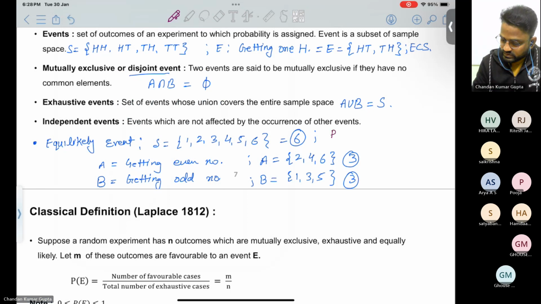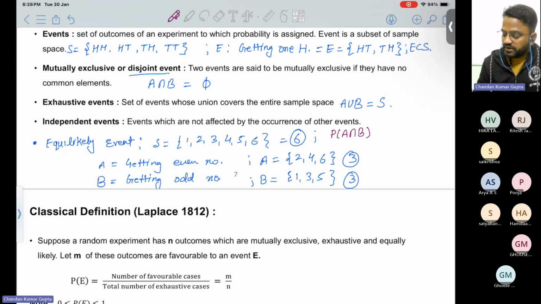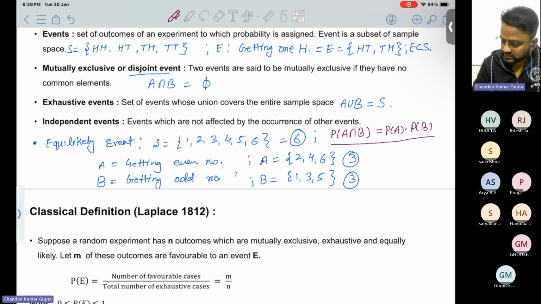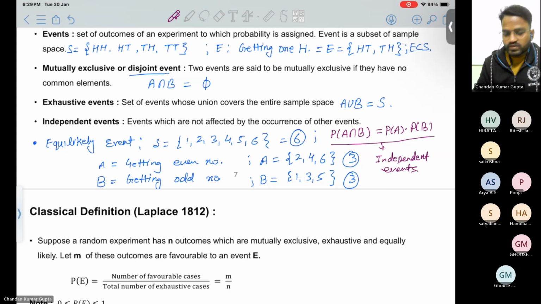Two events A and B are said to be independent if the probability of A intersection B can be written as the probability of A times the probability of B. When this condition holds, they are said to be independent events. This is the necessary and sufficient condition for two or more events to be independent.